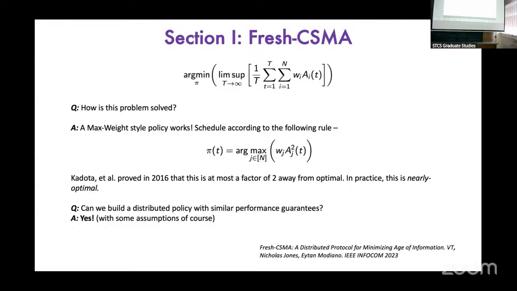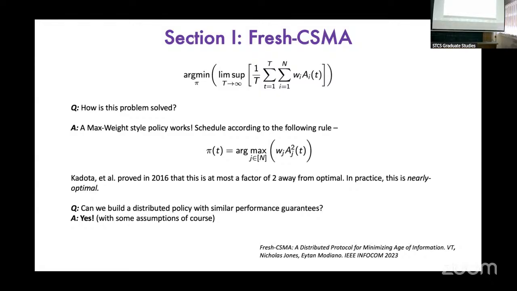We want to solve this. And what Igor Kadota and a bunch of other folks showed was that a max weight style policy works to solve this near optimally. And the policy does this. At any point of time t, find the source j that has the highest value of weight times age squared. This roughly says this is the source that is the most stale, and transmitting that source will give you the most valuable information right now to minimize this overall system cost. But this assumes that the channels are identical. Yeah, right now I'm assuming channels are identical and reliable. So throughout section 1, assume that P1 up to Pn equals 1.